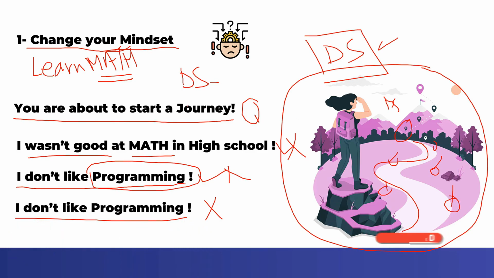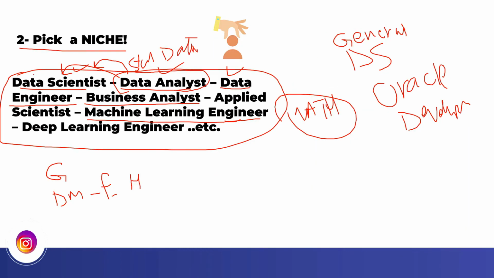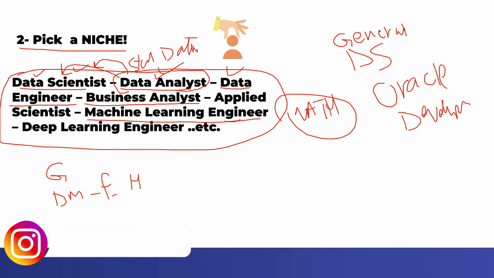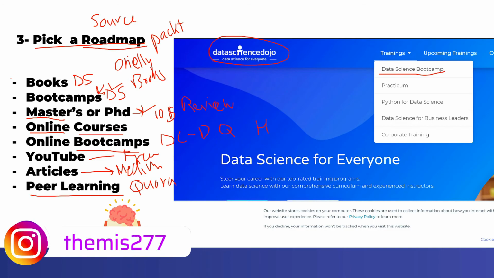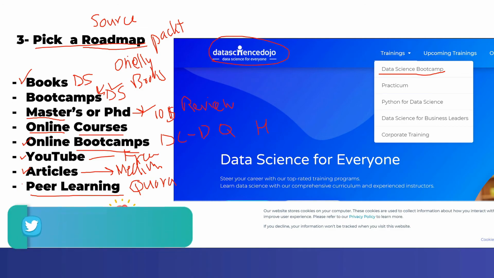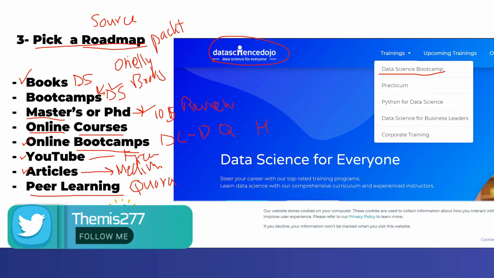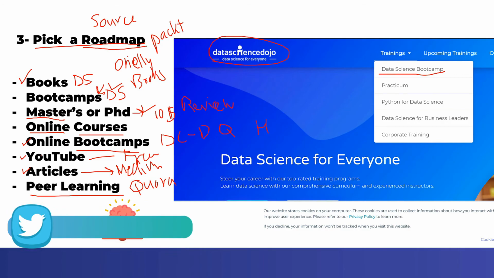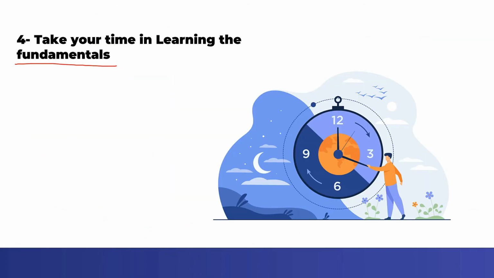Okay? Pick a niche. Make sure that niche is suitable for you. Pick a roadmap. You like reading books, go ahead, start with books. You like online bootcamps, go ahead. I would not recommend YouTube and articles as a roadmap, but I'm pretty sure you know why. I already explained that. At the end, take your time learning the fundamentals. Do not rush it.